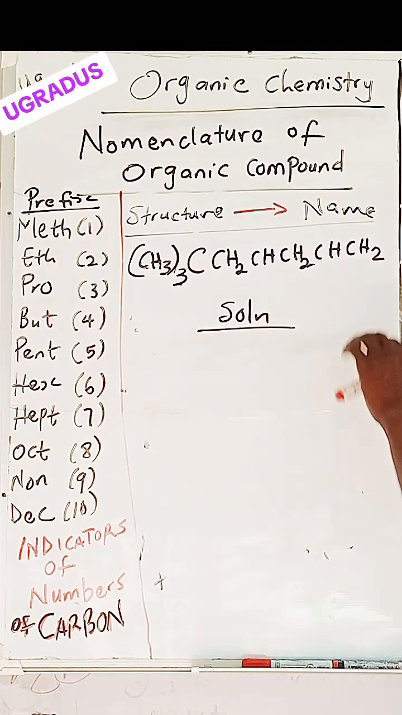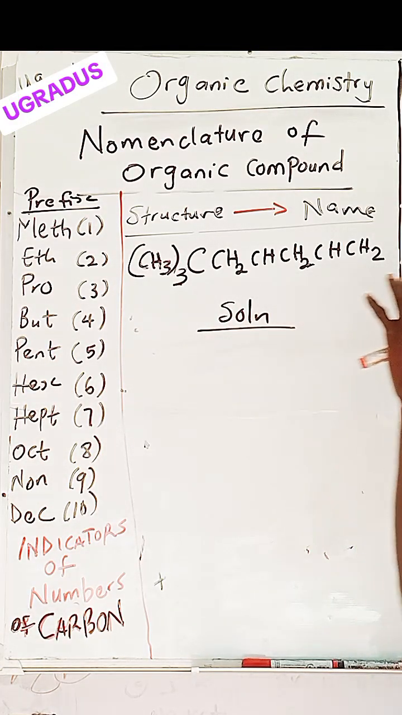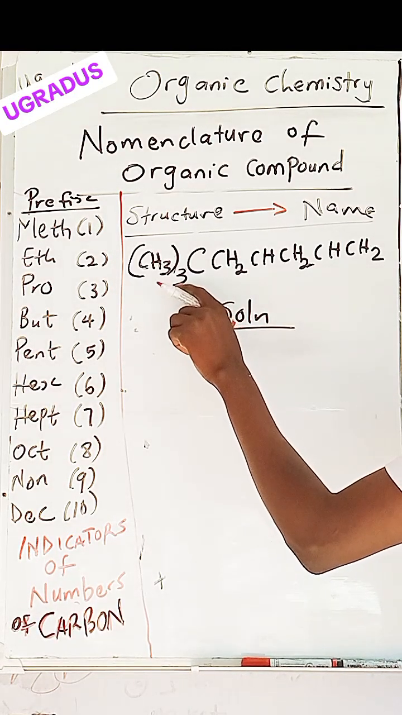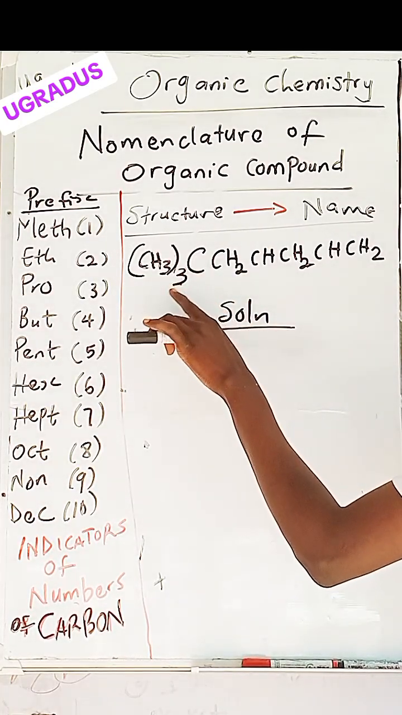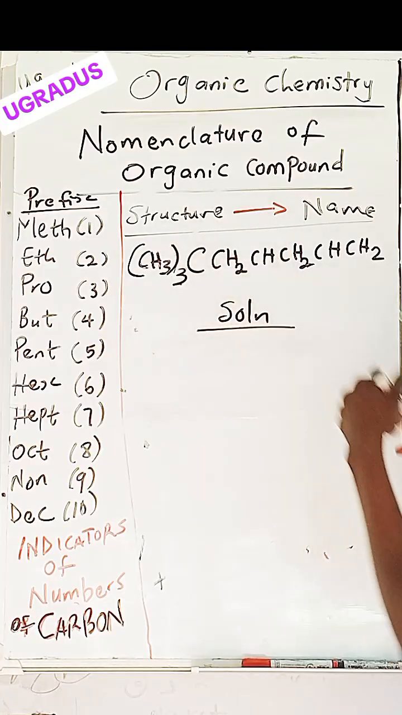Very simple. So whenever you see a structure like this, don't be scared by the mysterious look. Don't be scared at all. Just check carefully, observe, follow the principle, then you will get the answer. So very simple. Whenever you see 3 CH3 surrounding a carbon, your emphasis should be on this carbon, because these CH3 groups are surrounding a single carbon.